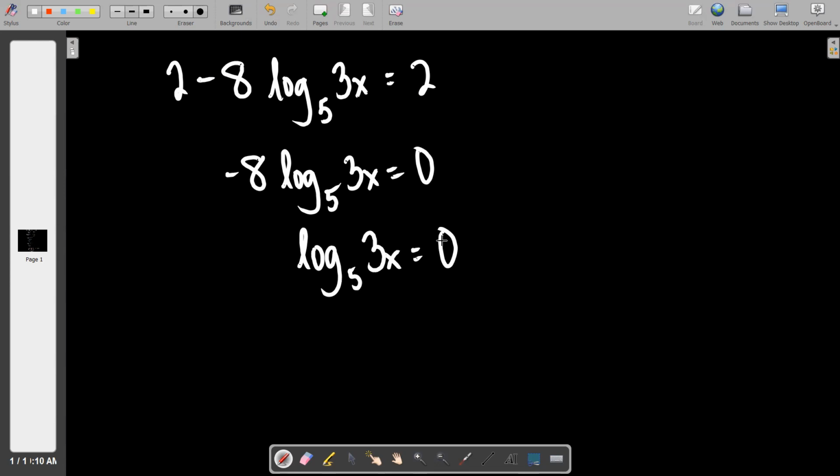What's 5 to the 0 power? So we get 1 equals 3x. Divide by 3, x equals 1/3. Jackpot. And again, it's not a crime to go back and check it: plug in 1/3, do the math, and you're like, neat, it works, right?